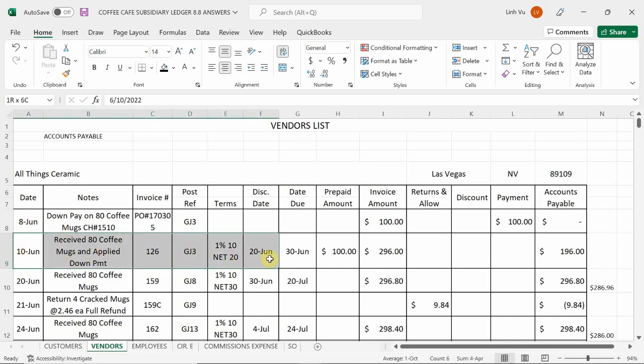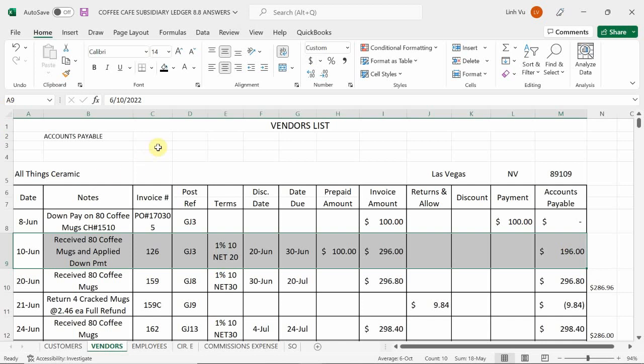If we paid on June 20th, we would have made the discount, but I'm paying as of June 29th. So in this case, whatever I owe for this one, $196, I have to pay the full $196. I already missed the discount due date. Okay?